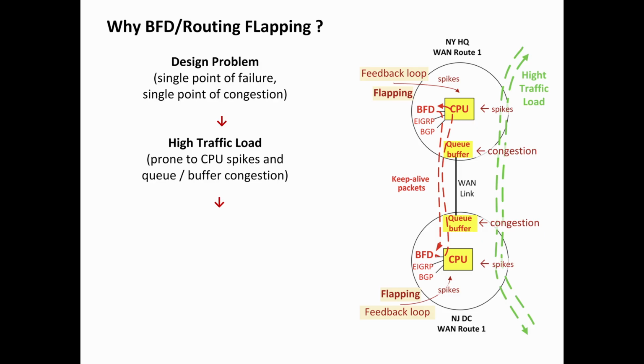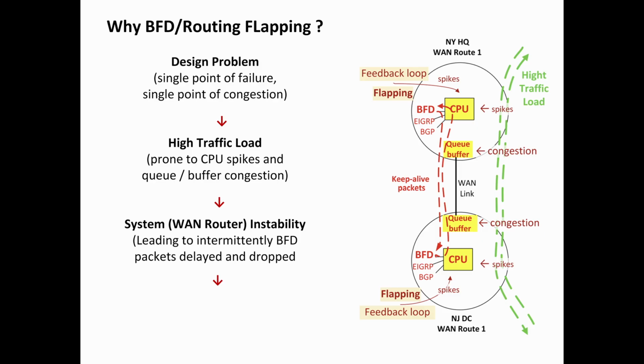This design flaw makes the WAN router highly prone to traffic overload. When the load reaches a critical point, for example, exceeding 70% of capacity, the CPU spikes. Interface queues and buffers become congested. As a result, BFD keep-alive packets are intermittently delayed or dropped entirely. This causes the BFD and routing sessions to flap.